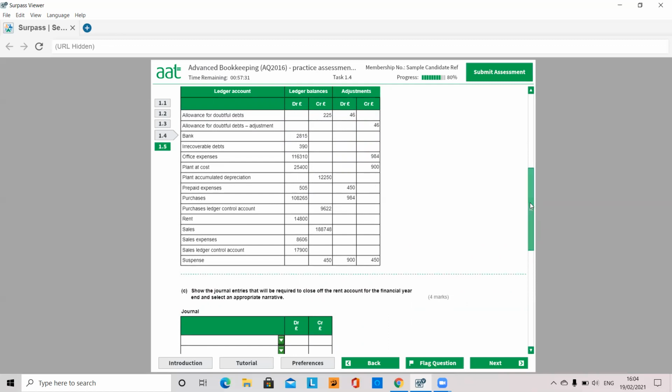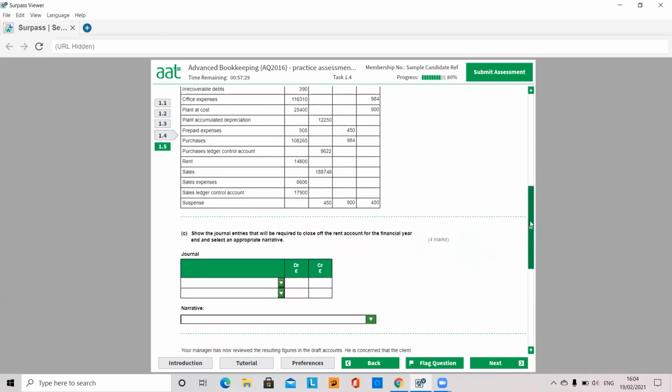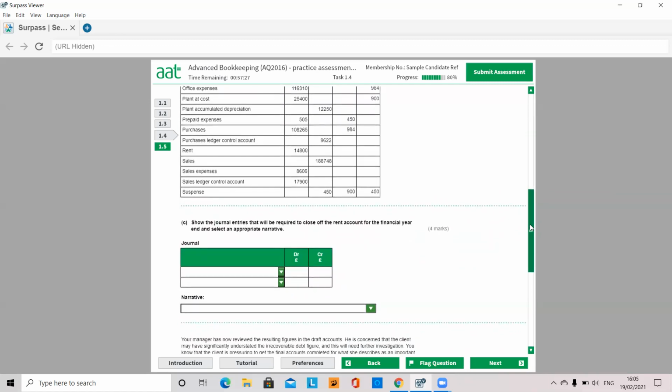14,800. So we're going to close that account now by debiting the profit and loss account. So in fact, I'll do the credit first. So we're going to credit the rent account to close it, just so you can see how it works. So it was sat down the debit side of 14,800. And the narrative is going to be to the profit and loss account. So that's the expense that goes in the profit and loss account.